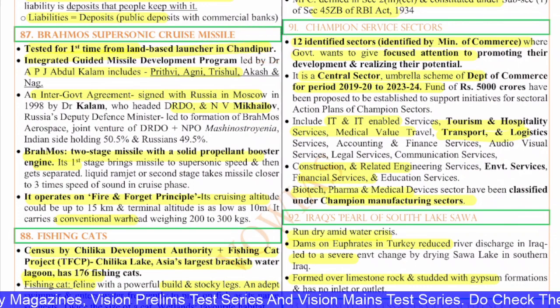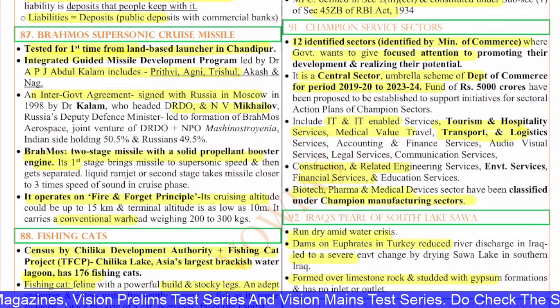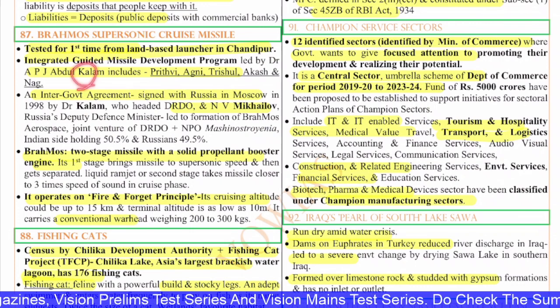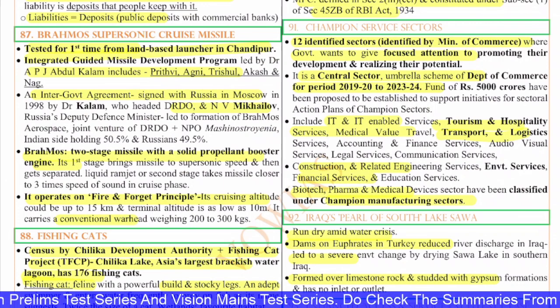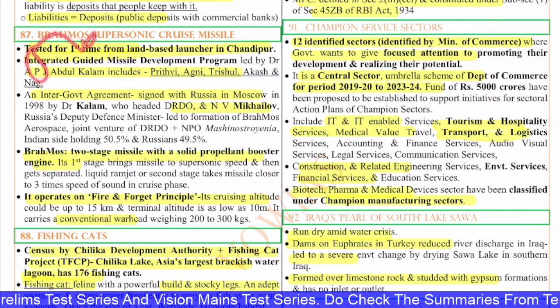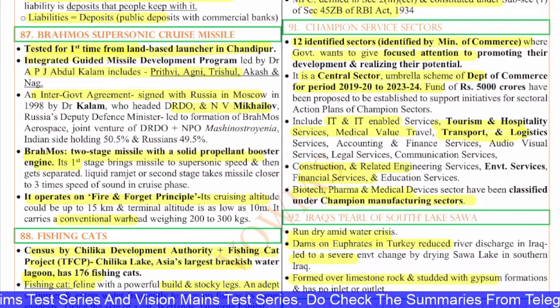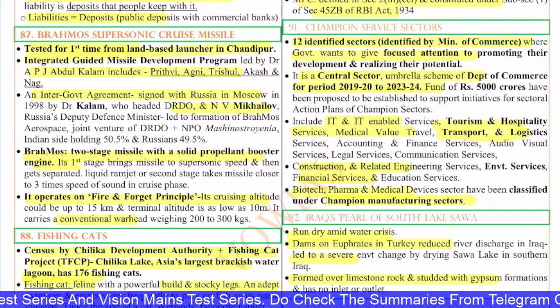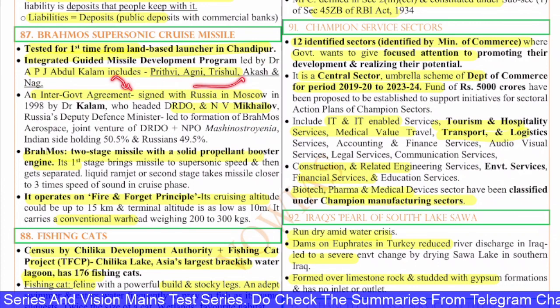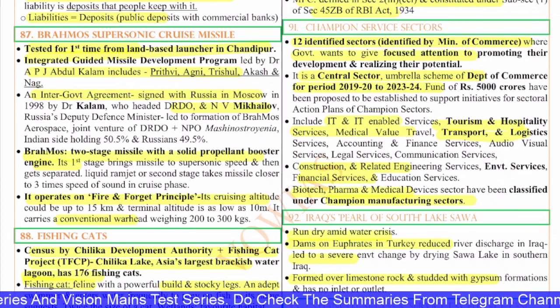It was developed from the Integrated Guided Missile Development Program led by Dr. Abdul Kalam, and it includes various missiles like Prithvi, Agni, Trishul, Akash and Nag. An intergovernment agreement signed with Russia in Moscow led to its development.